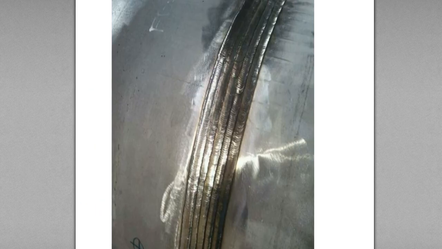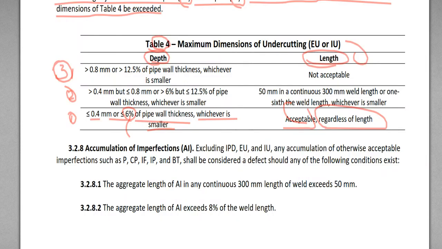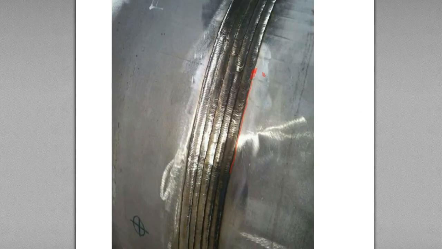Length is, if there is undercut between the toe and base metal, a thickness reduction, and the length of this undercut, but condition number 1 here is acceptable regardless of length. So regardless of the length of this undercut, this is acceptable if undercut is equal to or less than 0.4 millimeter or 6% of the thickness.